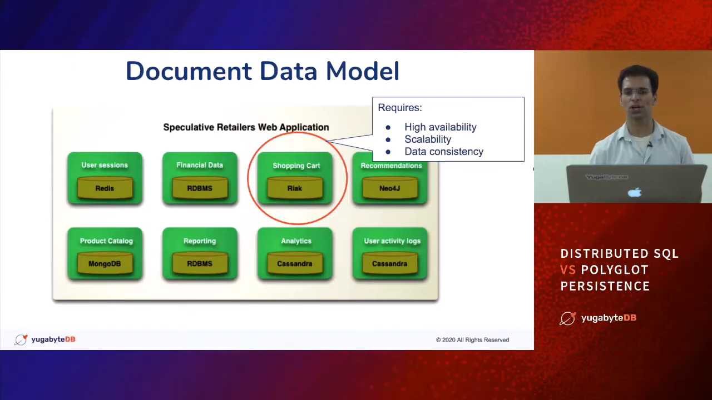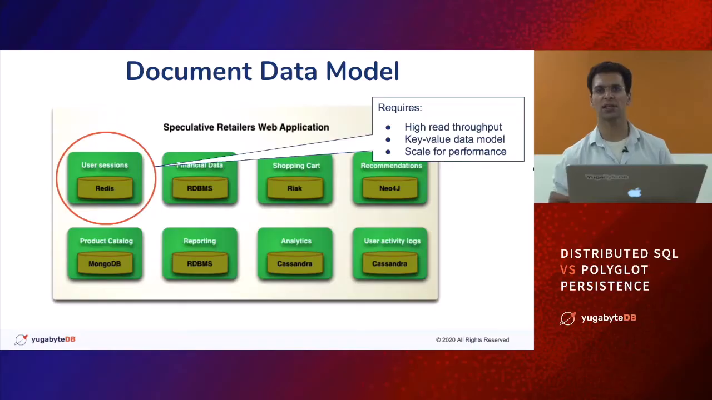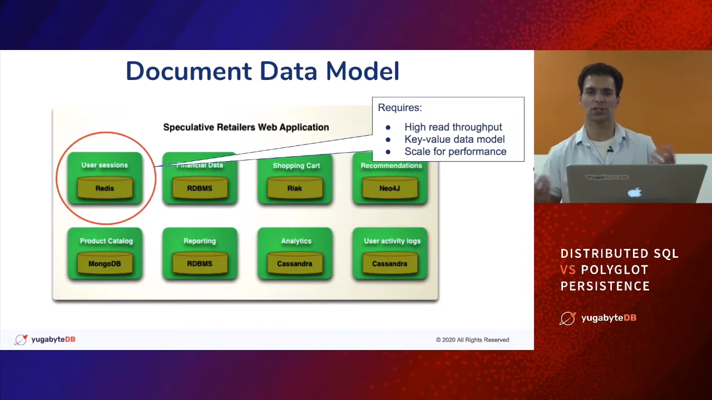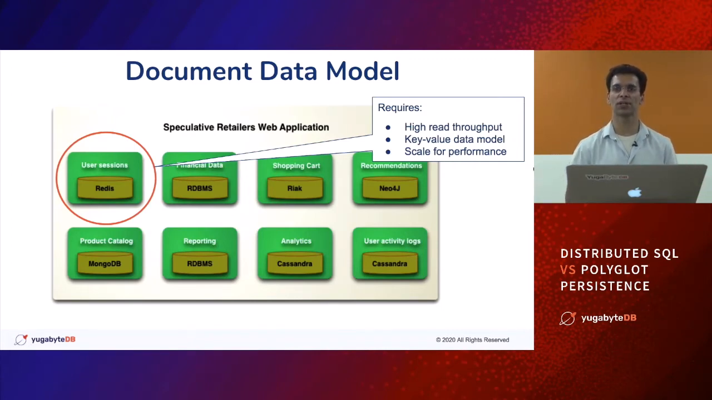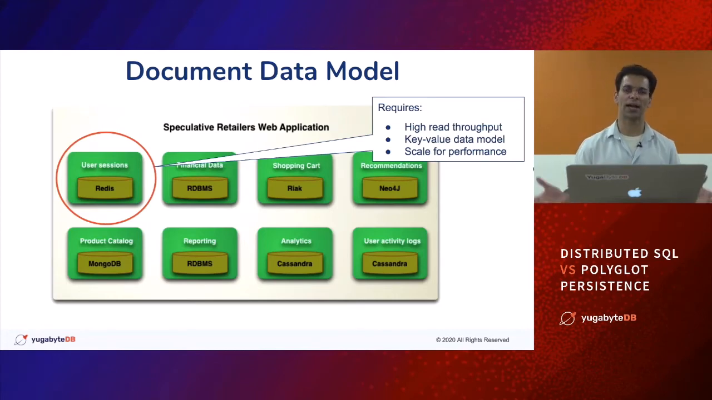Right, then if you look at the shopping cart, that requires high availability, scalability, and data consistency, right? So it's not a full-blown document or a NoSQL, but it requires consistency, scalability, and HA. And finally, you have user sessions where you have a high read throughput, like you need to service a lot of reads, because many users will be concurrently connecting to your product. You can just simply have key value as the data model because it's not very complex, but you definitely need to scale this on a dime. You need to accommodate more and more users coming in.